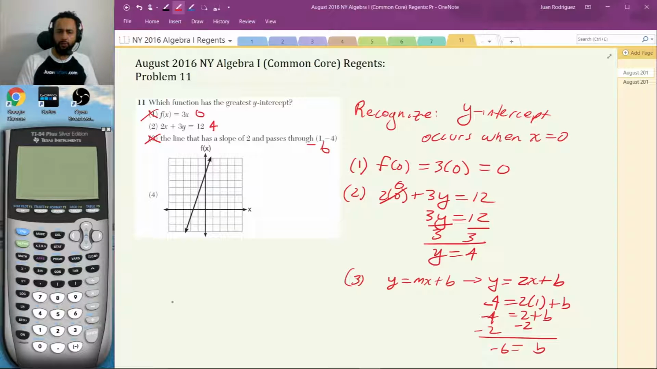So choice 4. We can read the y-intercept right from the screen. 1, 2, 3, 4, 5. Okay, that's a 5. So in fact, that is the answer, because 4 is less than 5. All right, so that's how I did this problem. There's multiple ways of doing it.